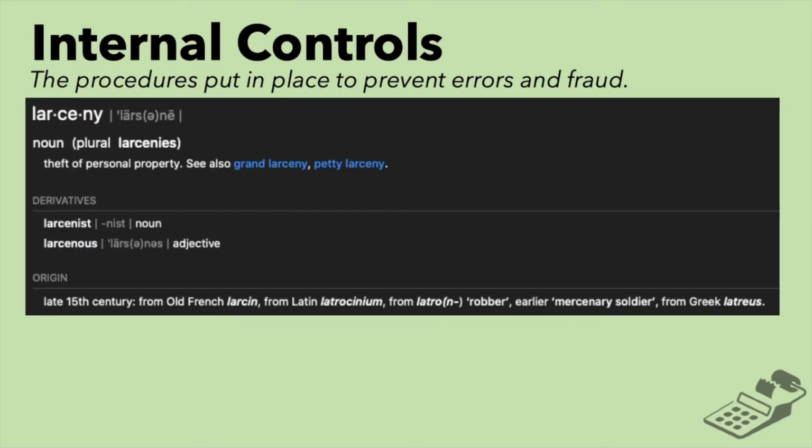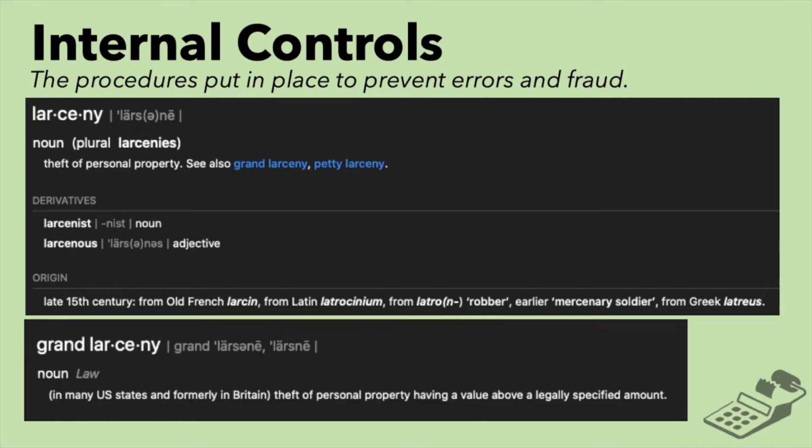What is larceny? Larceny is theft of personal property. You can have what is called grand larceny or petty larceny. And the difference basically is how much the value of the items are. And depending on where you are, depending on different states, different countries, the difference between these two can be different.